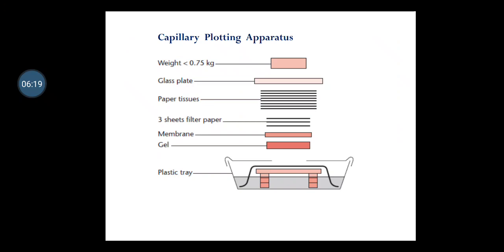This is a capillary blotting apparatus wherein you are able to see the different components of the southern blotting technique. It consists of a plastic tray at the bottom wherein you incorporate your slab with the gel membrane, then 3-sheet filter paper between the paper tissue and membrane. Later on you place the glass plate, and keep a weight which must be less than 0.75 kg. So this is your capillary blotting apparatus.